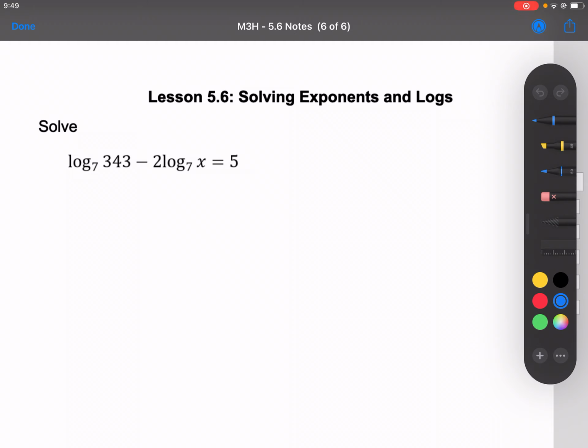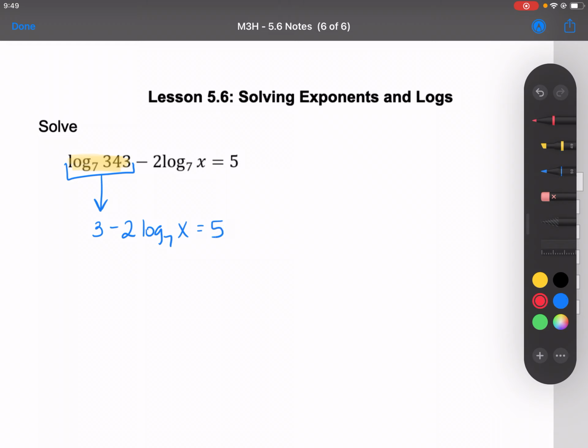So when it comes to solving logarithms, just as a refresher, remember if you see a log that does not have any variables in it, chances are it simplifies to an integer answer. So for instance, log base 7 of 343 is 3. So I have 3 minus 2 log base 7 of x equals 5.